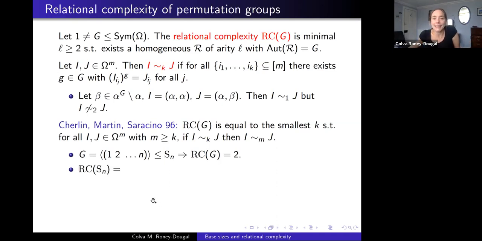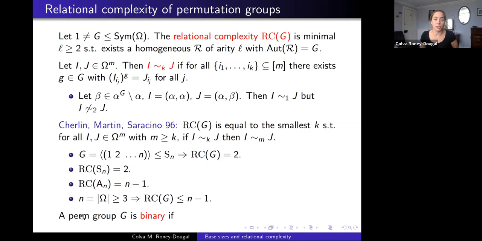Relational complexity of Sn, well, provided I can send every pair of points over, that means I don't have anything that looks like this, where they're equal in one of them and not equal in the other. So again, the relational complexity of Sn is 2. With a bit more work, you can show, however, that the relational complexity of An is huge. It's n-1. So this property is not nice with respect to subgroups. It's quite wild with respect to taking subgroups in some ways.